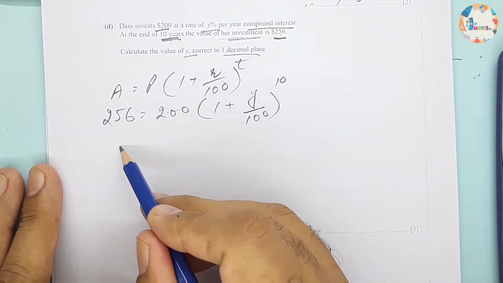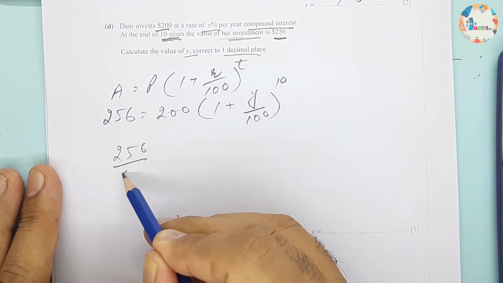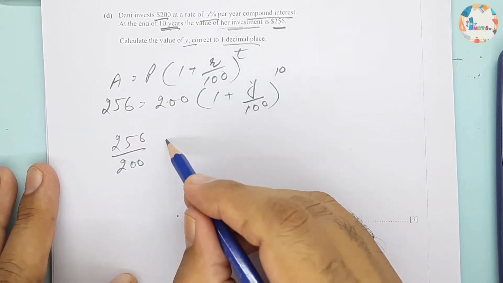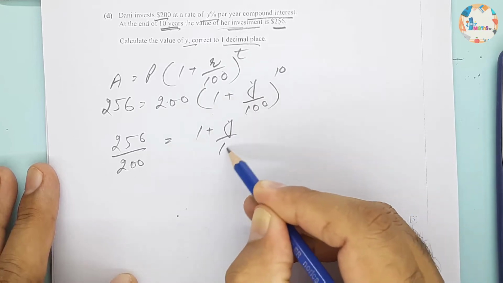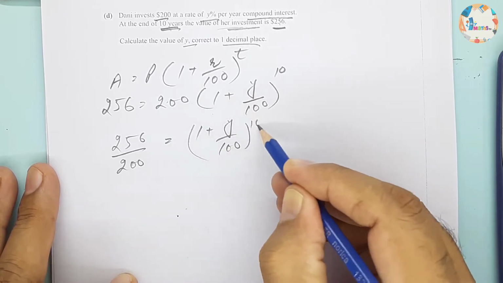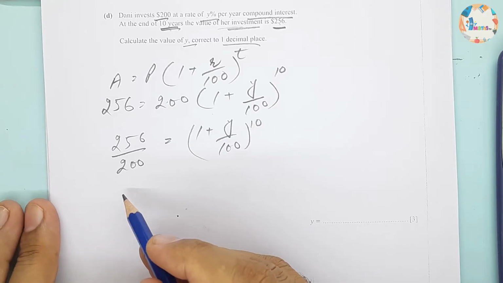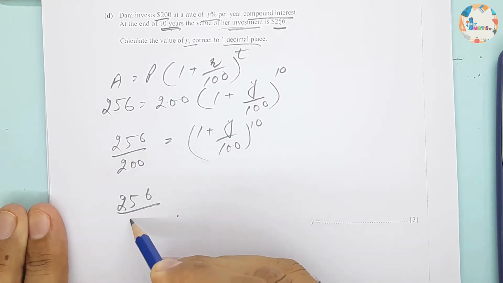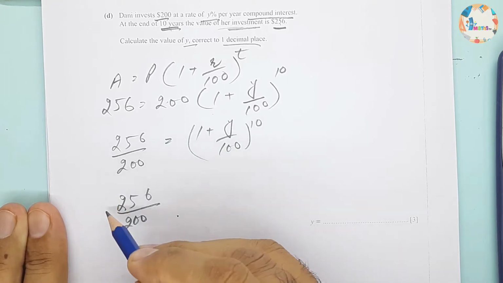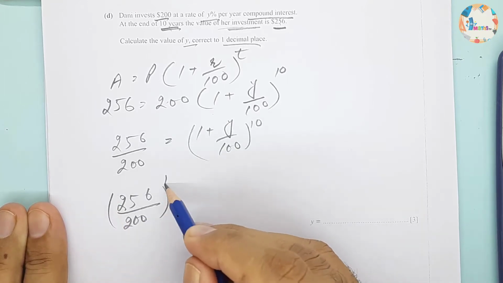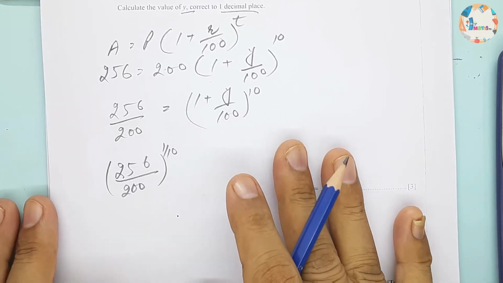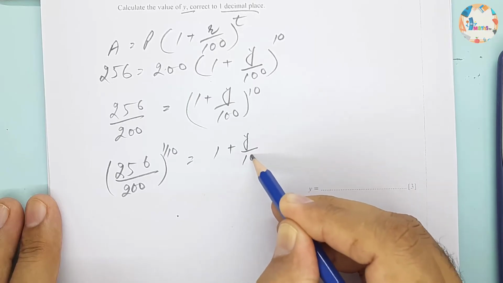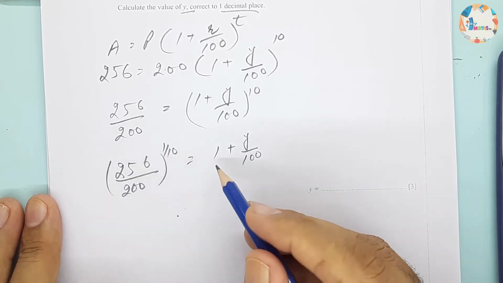So this will be divided, 256 divided by 200. We have shifted 200 to this side. Now this will be equal to 1 plus Y over 100, raised to the power 10. To get rid of this 10, we will take raised to the power 1 by 10 on this side. So 256 over 200, raised to the power 1 over 10, is equal to 1 plus Y over 100. Now we can calculate this.